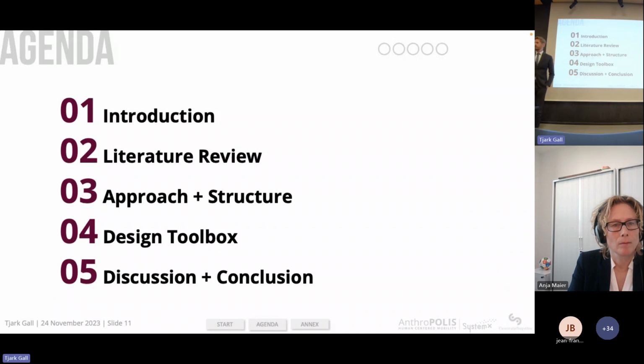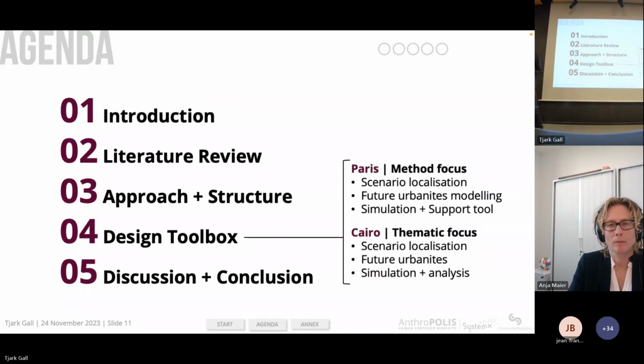And the structure of the presentation is relatively straightforward. I want to first start with a little bit of an introduction, say why we are doing what we are doing, provide a little bit of a literature review, present the approach and the structure of the thesis, talk about the design toolbox, which is a central contribution, and end with a discussion and conclusion. The design toolbox is separated into 3 parts. First, I will talk about it generally, and then afterwards about the case of Paris with a focus on the methodology, and the case of Cairo with a focus on the content.